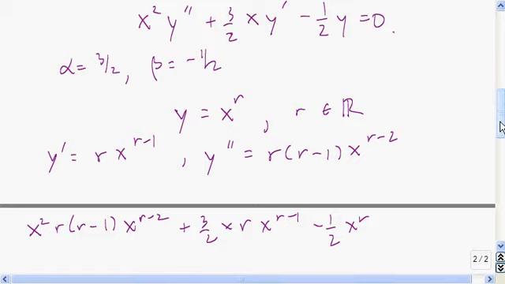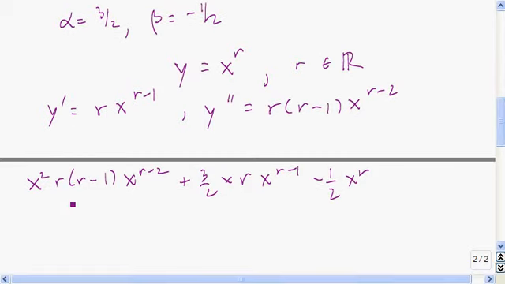So we can go ahead and clean this up a little bit. Here we have x squared times x to the r minus 2. Combining exponents, we get r minus 2 plus 2, so that's x to the r. Here we have r minus 1 plus that power of 1, so that's x to the r as well. Go ahead and clean that up in the next line. Press pause and do that.